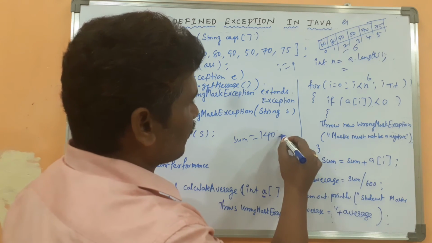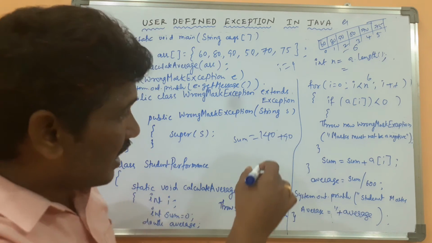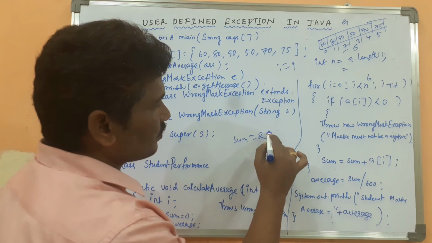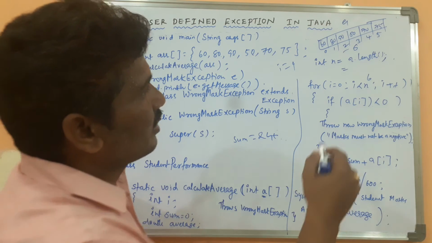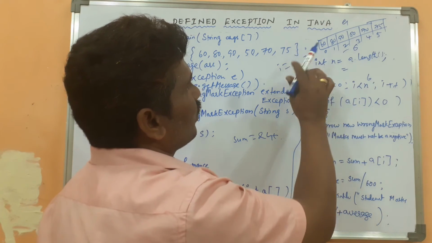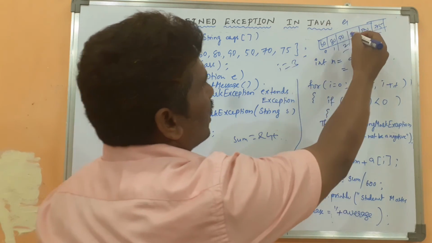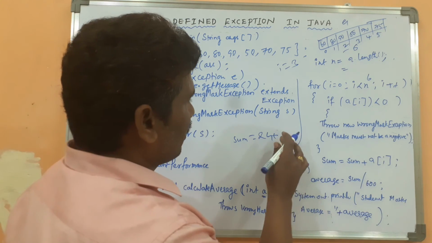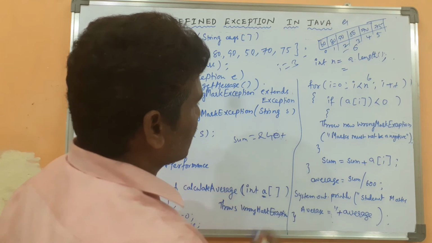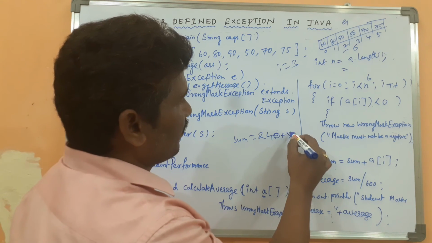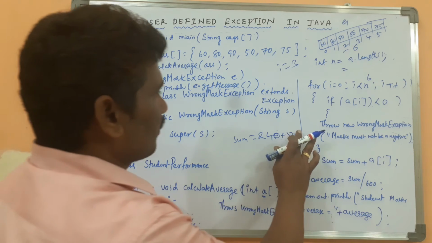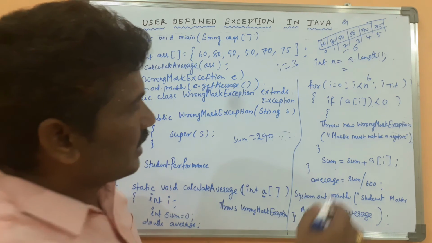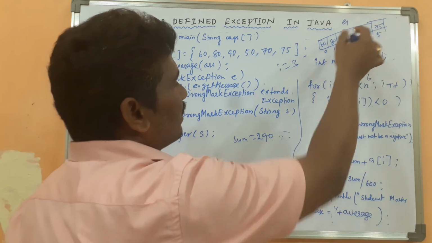Then it comes here, plus 90. What is the value here? 140 plus 90, then 230. Then i value is incremented by 1. i value becomes 3. 3 is what? 50. It is not a negative number. Again 240 plus 50. Then what is the value here? The sum value becomes 290.